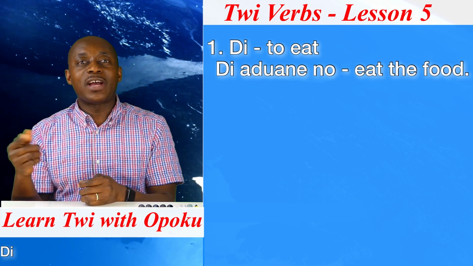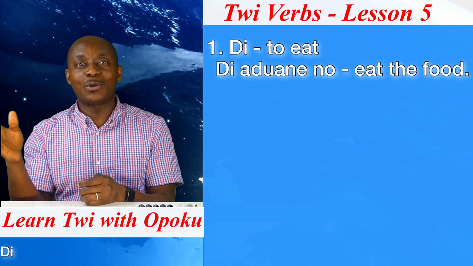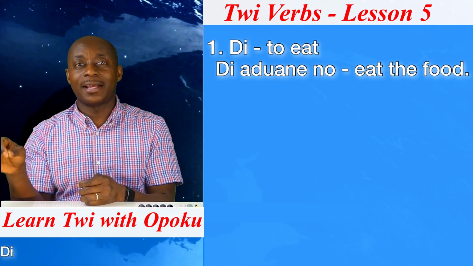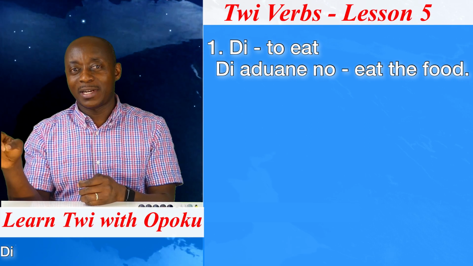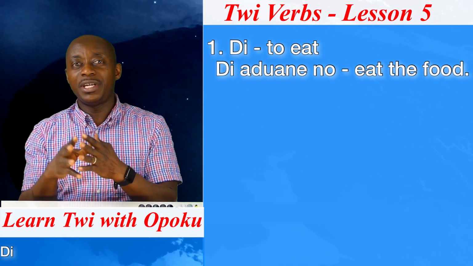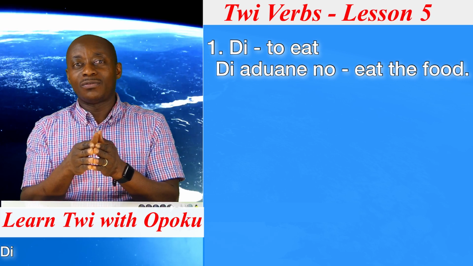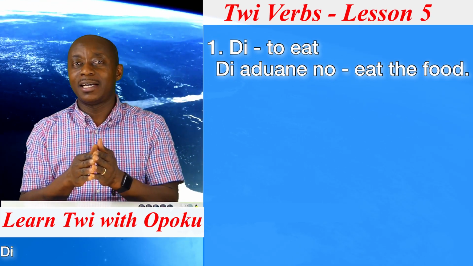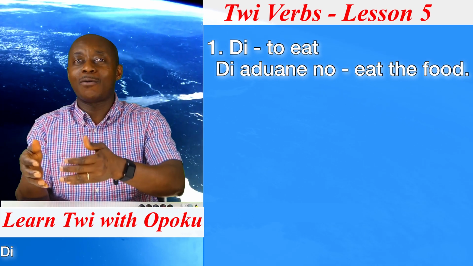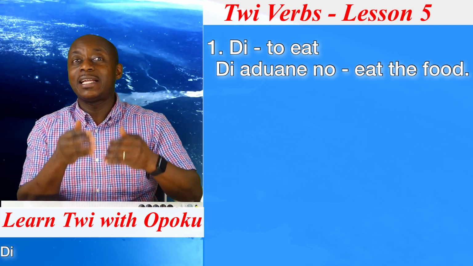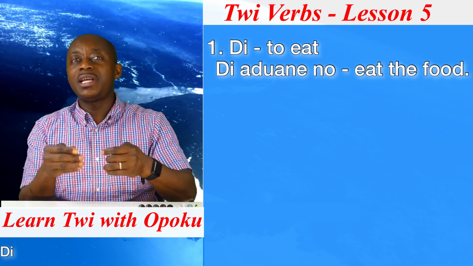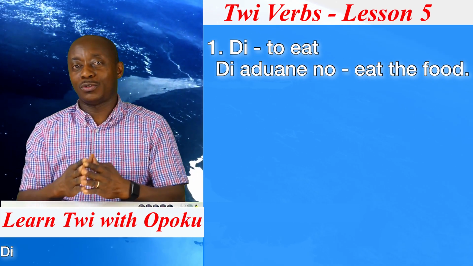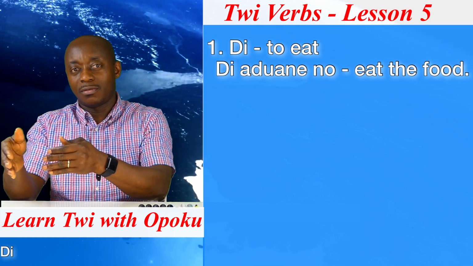And I have explained no several times. No, in this case, is what? A definite article, and that is the. So aduane no, the food. With Twi, the adjective always comes after the noun. It's not like English that the adjectives come before the noun. So in English I will say the food, but in Twi I will say food, and then the will come afterwards. Aduane no, the food.